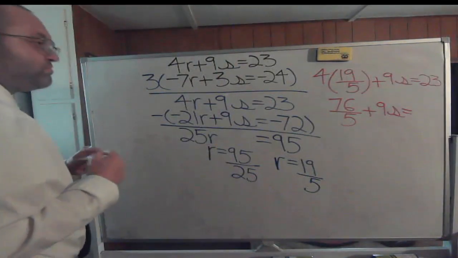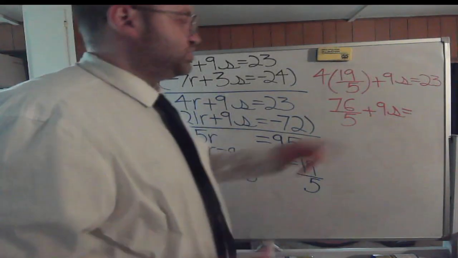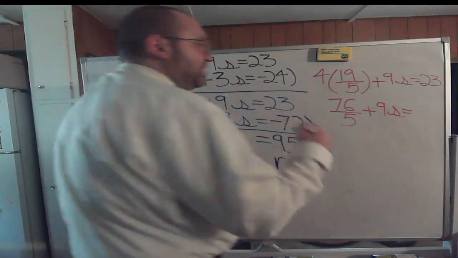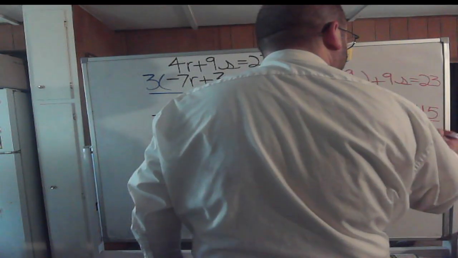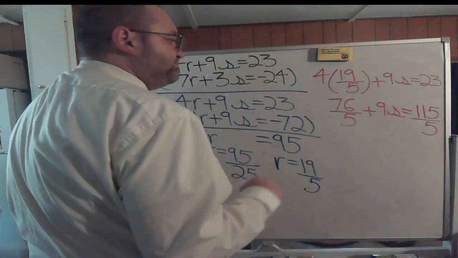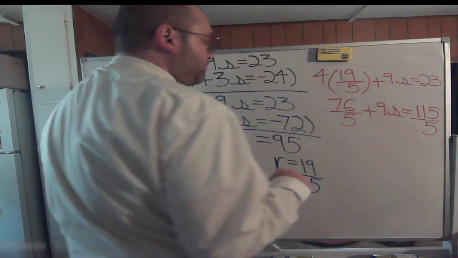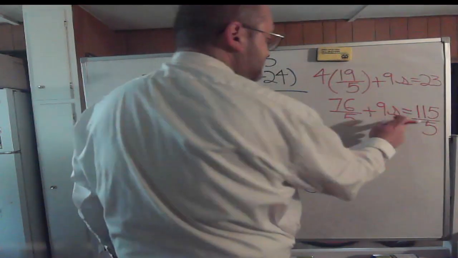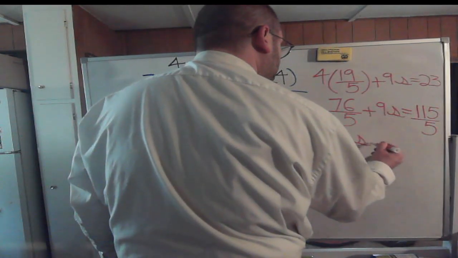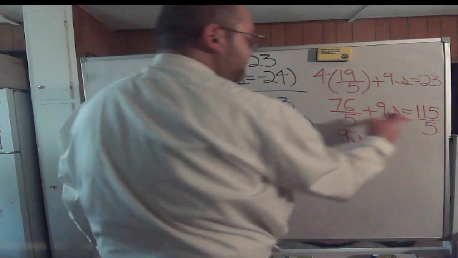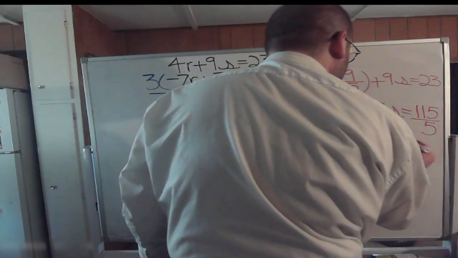Well, we need to figure out what 23 is in terms of a fraction of 5. That'd be 115 fifths. This is going to make your life a lot easier when you go to solve this, all right? So you'll have 76 fifths plus 9s equals 115 fifths, which means 9s is equal to 115 fifths minus 76 fifths, which would be 39 fifths.